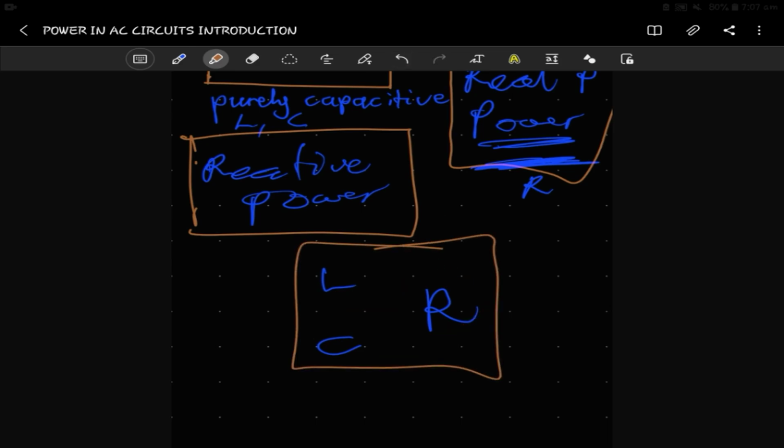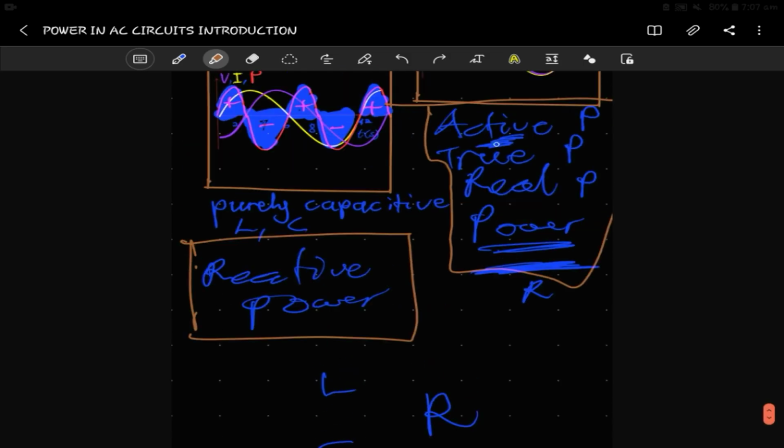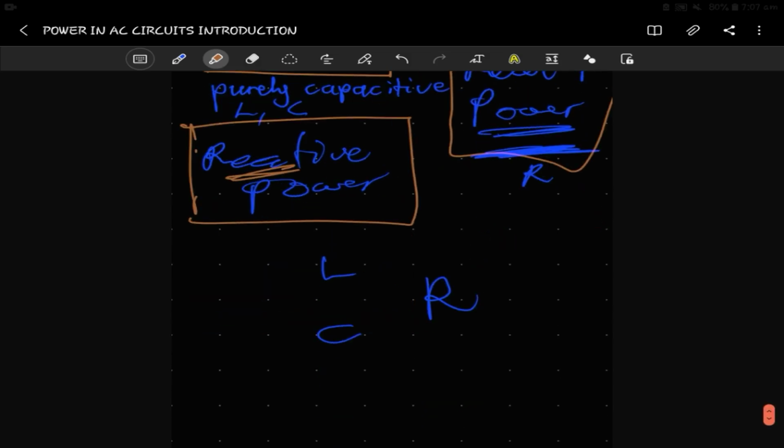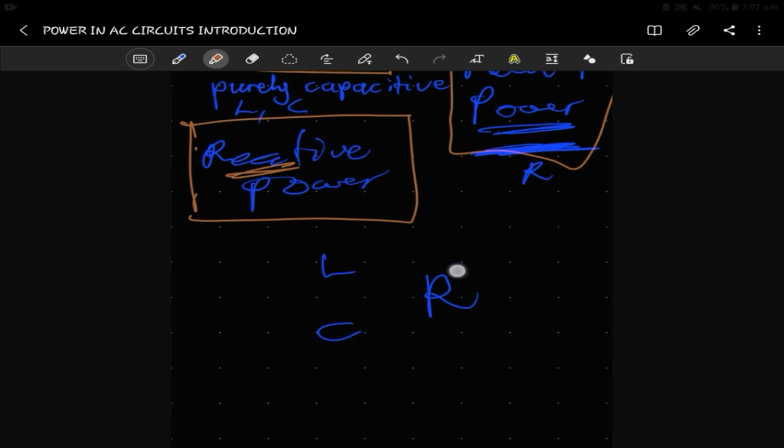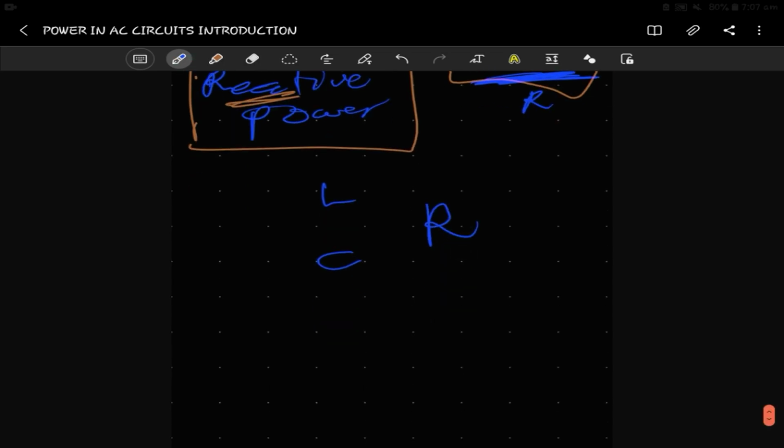So the power that the circuit will have to produce for them to do their work will be a combination of this real power, this active power, and the reactive power. Whenever a circuit has R and any one of the others, either inductor or capacitor, the power the circuit is producing for them to consume is what we call an apparent power.